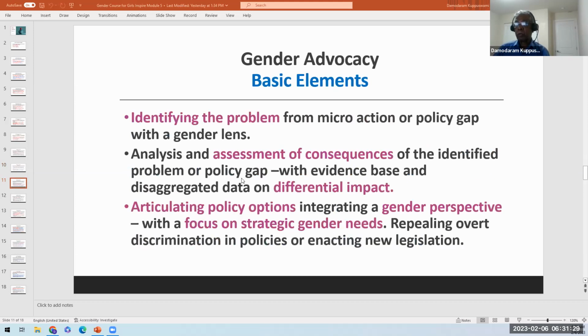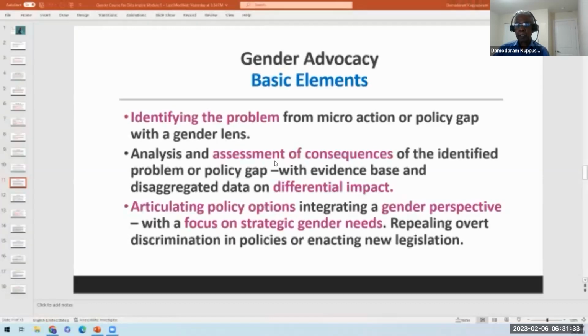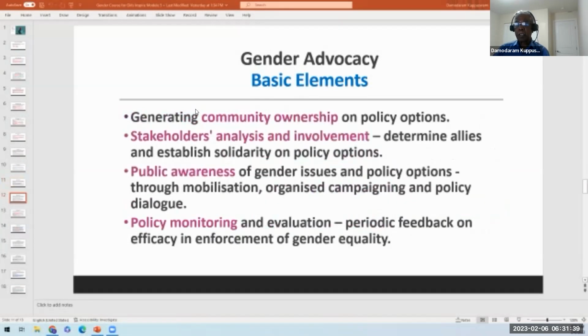And we looked at what the basic elements are. One, identifying the problem, analyzing the problem, articulating the options, the policy options that come out, generating ownership, establishing solidarity with the stakeholders, raising public awareness, and then monitoring those policies.